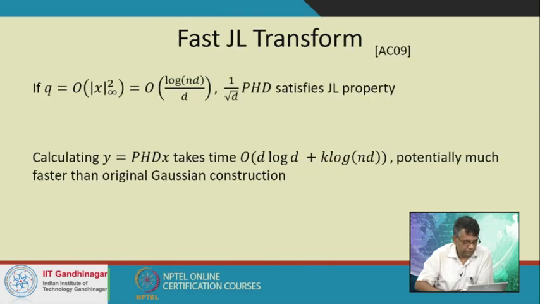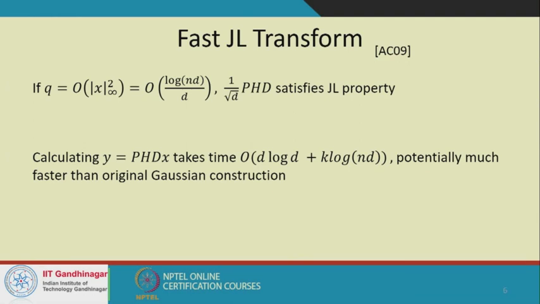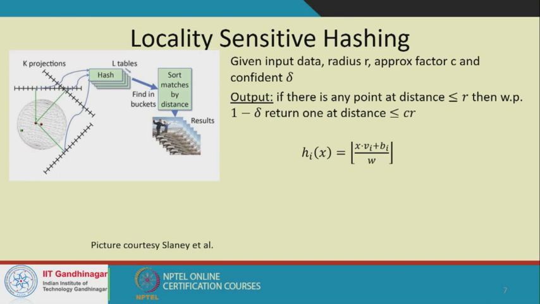fine. So, what we had seen is that calculating PHDx takes time order d plus k log nd. Now let's see an application of this, and very interestingly it is in something that we've covered before, locality sensitive hashing. Just to recall, right now we are doing locality sensitive hashing for the L2 distance.